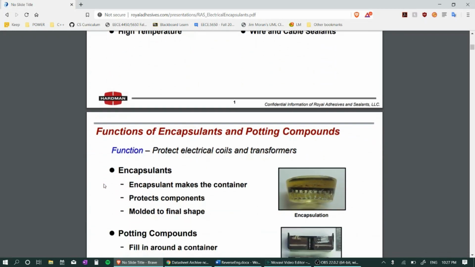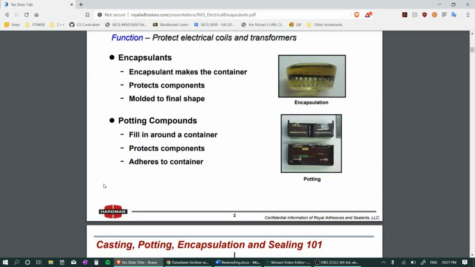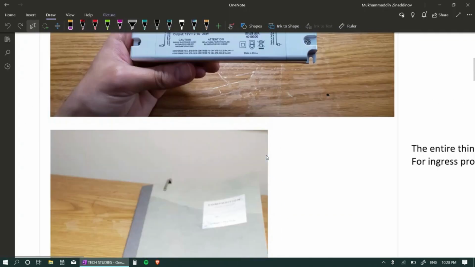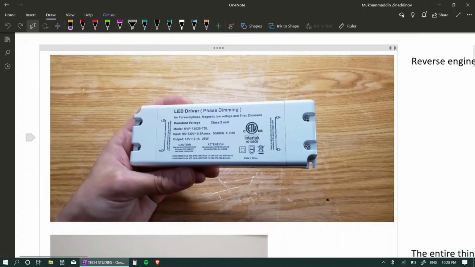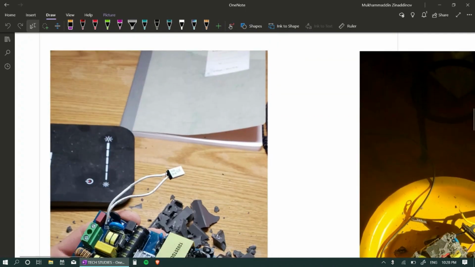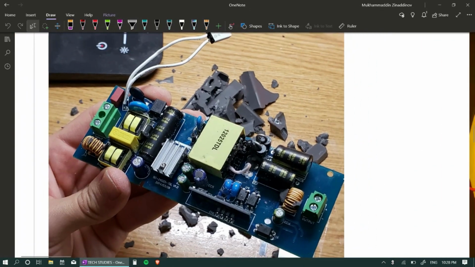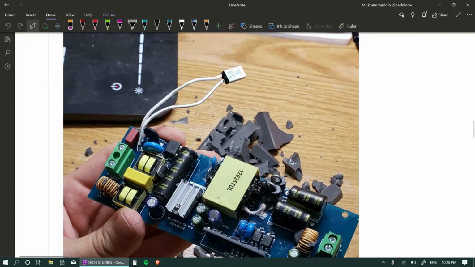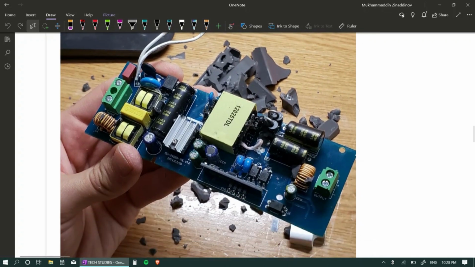And this is a class 2 product, which means that it has basic insulation and supplementary insulation. It was in a plastic case, and that means it does not need protective earthing, and we see that we only have two input ports for line and neutral. So we clean off that resin and we see the circuit for the first time.